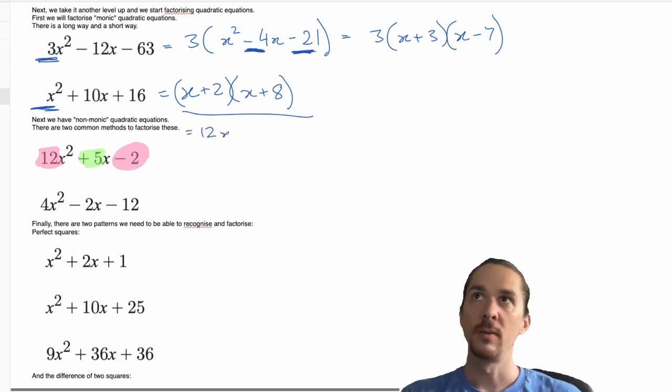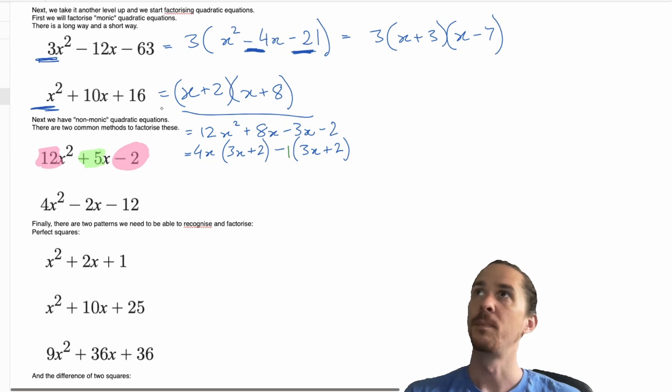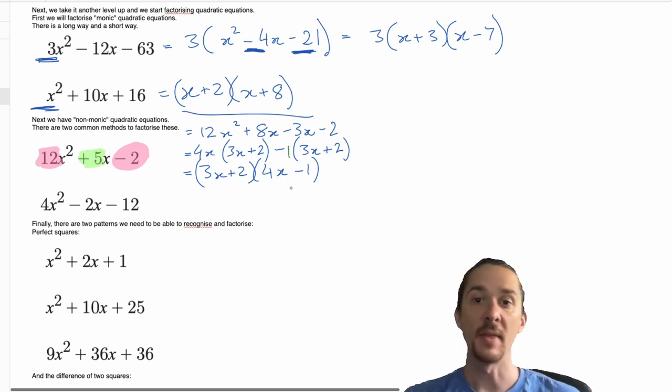We're going to have 12x squared plus 8x minus 3x minus 2. So this is going to be 4x, and we're going to have 3x plus 2, and then I'm going to say minus 3x plus 2. There is an invisible number here I didn't write. That's like a minus 1 there. And then we can factorize that as 3x plus 2 times 4x and negative 1. And that is our factorization.